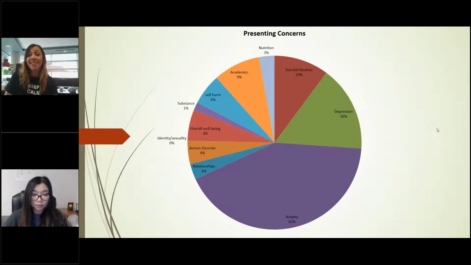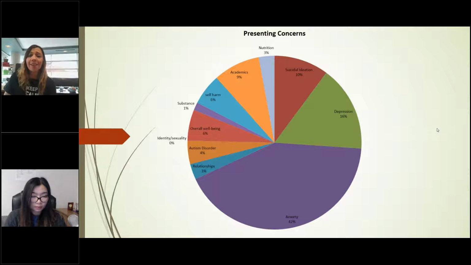These are percentages of their presenting concern. So I'm not talking necessarily about a diagnosis. This is their presenting concern. Anxiety was 42% and depression 16%. This is the biggest divide that I've ever seen. This is my 6th year being here, and this is the biggest divide. Typically, they're about 50-50, but anxiety and depression are always the highest.